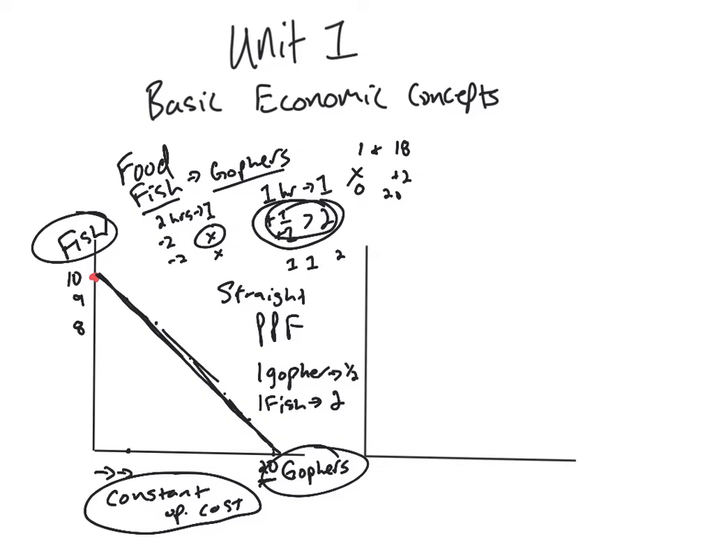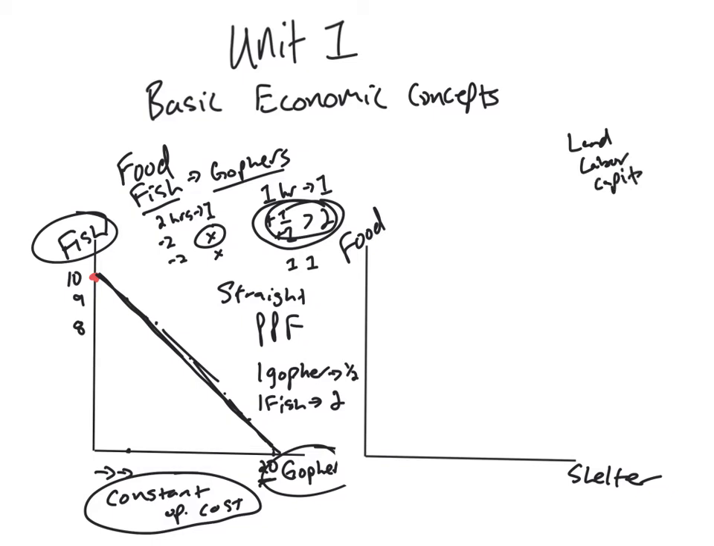But if we use a different example, and you go back to an example we were doing originally, and we were to say that instead of this being fish and gophers, this is actually food, and this is shelter. These two resources are quite different, right? It takes different types of land, labor, and capital to produce food and shelter. So instead of constant opportunity costs, what we're going to see is this idea of increasing opportunity costs.